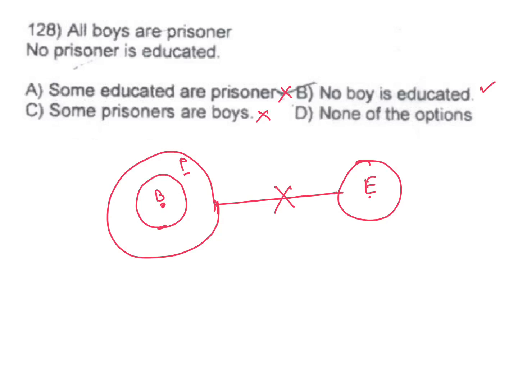Doubtful case. Some prisoners are boys is not 100% correct, a doubtful case, so this is not possible. None of the options is also not possible. So B is our answer: no boy is educated. Next question.